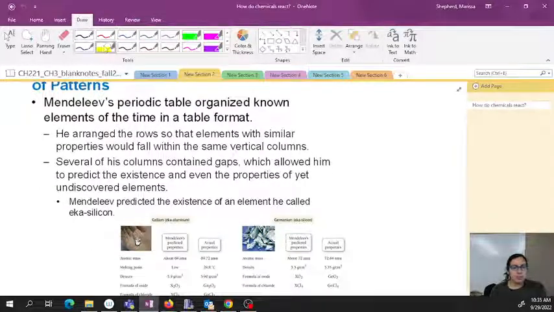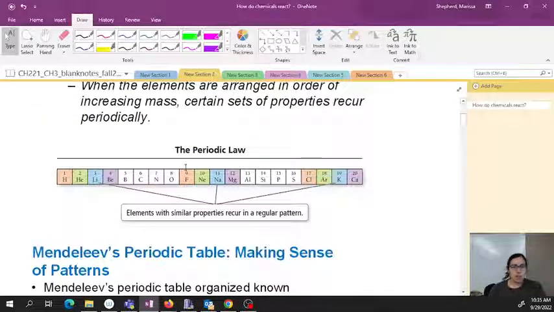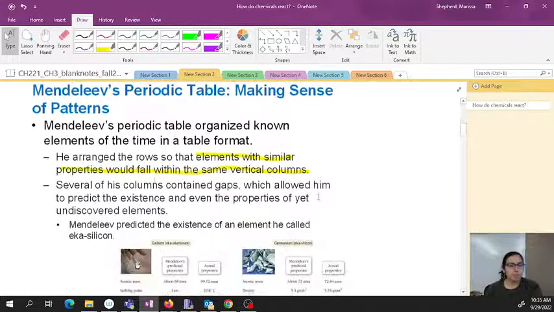And so what was key is he noticed that there were elements with similar properties, and so we placed them in the same vertical columns. He also saw that this happened every so often in a pattern, so probably every 8. So beryllium to magnesium is 8, magnesium to calcium is 8. And so he kept noticing these patterns repeating.